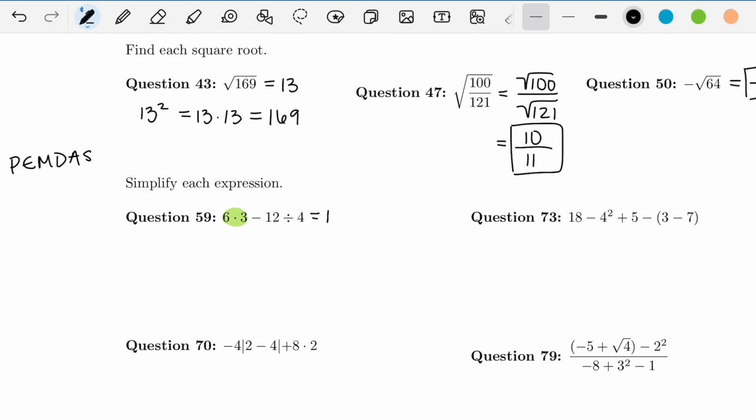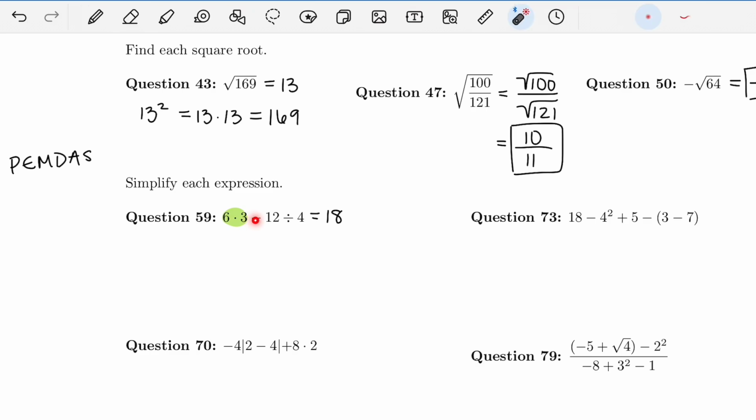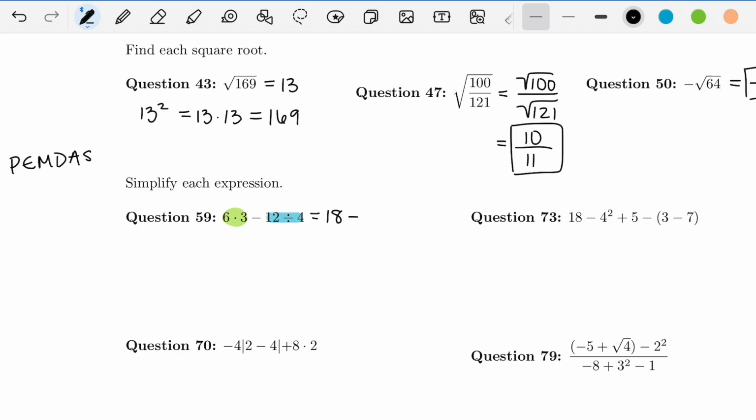6 times 3 is going to give us 18. Now next we do have subtraction here, but remember multiplication and division is going to come before subtraction. And we do have a division here. So the next thing that we're going to do is this division. So I'm going to have 18 minus whatever this division is. This division, we have 12 divided by 4 is going to be 3. So we got that from the division, and we got 18 from our multiplication here. And then it becomes pretty simple. 18 minus 3 is going to be 15.